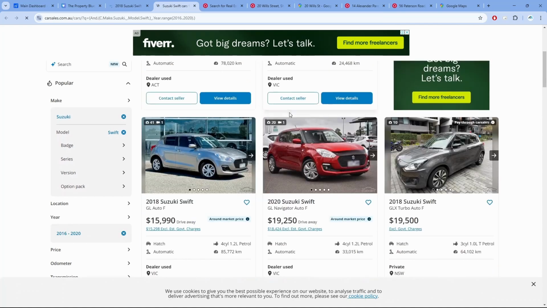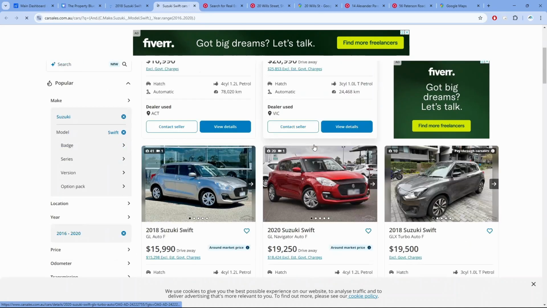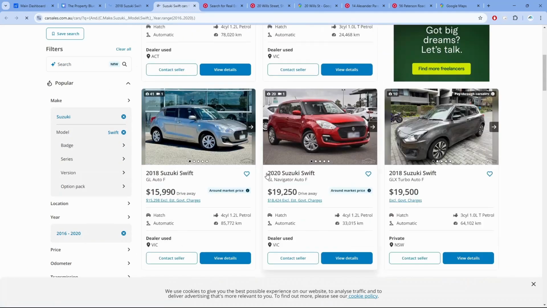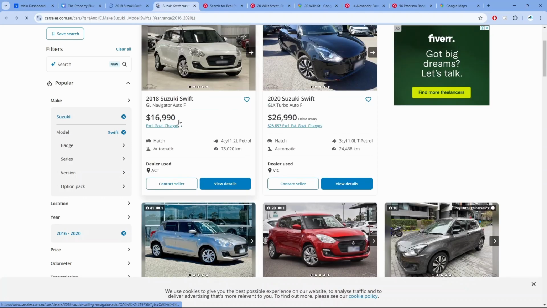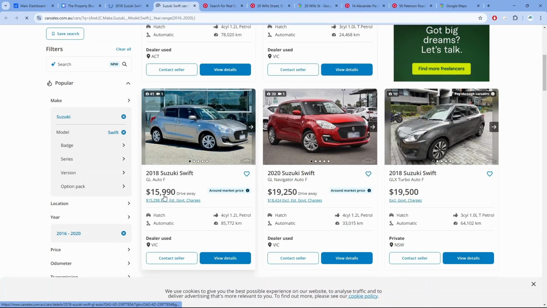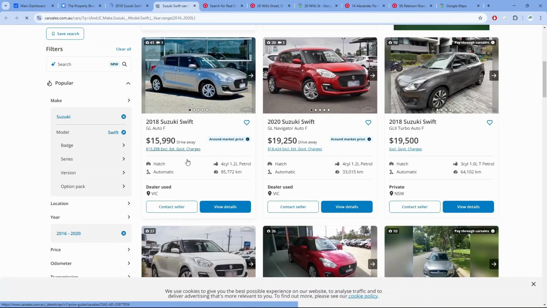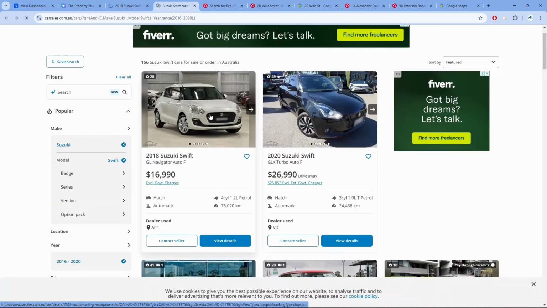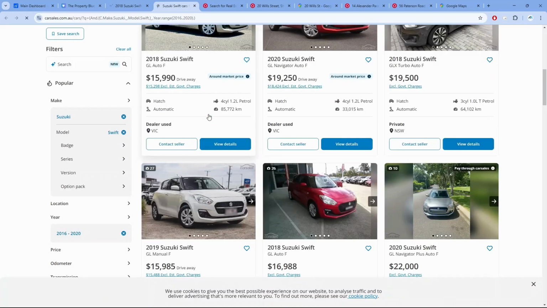So this one's $1699, $2699, but that's a 2020 model, right? Okay, this is a 2018, 2020, 19,250. Seems appropriately priced. 2018, 15,990, 16,990, 85,000 Ks. This seems like a really good price. Or can I get it for a little bit cheaper?